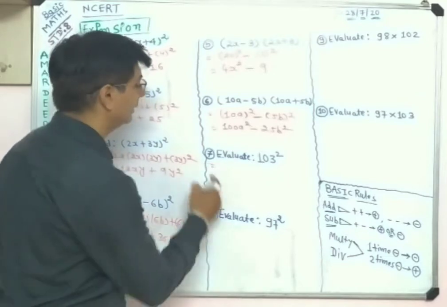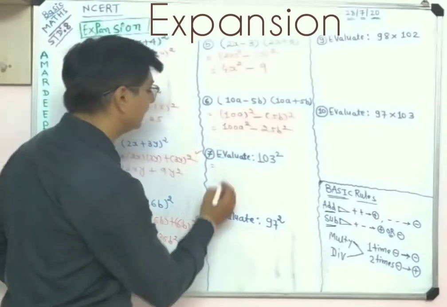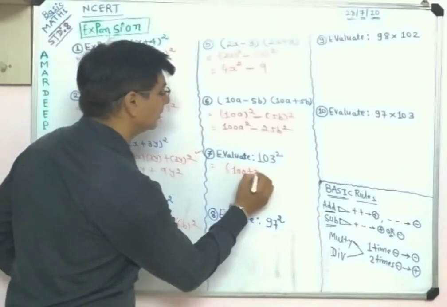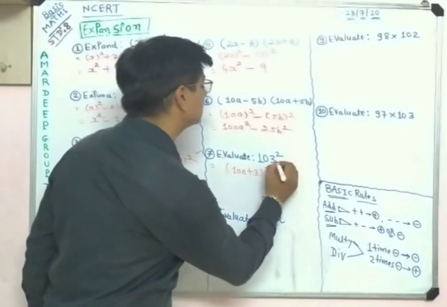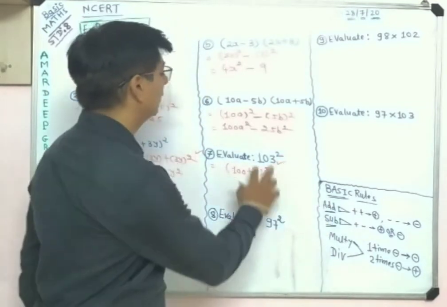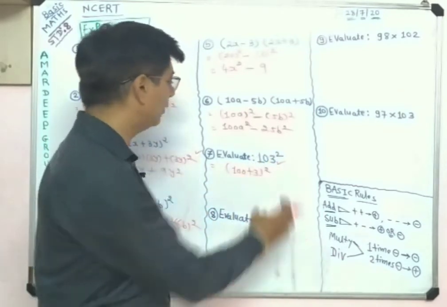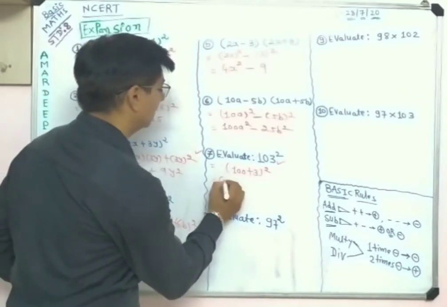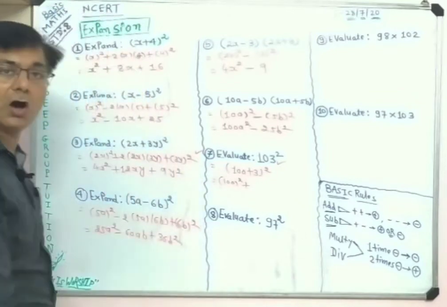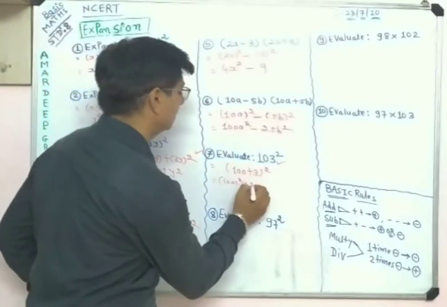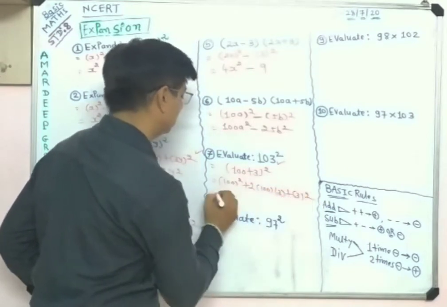Now next example. Evaluate this example. First of all we have to break this constant into terms. 103 means 100 plus 3, whole square, and then we have to apply this rule of square: 2 into 100 into 3 plus 3 squared.